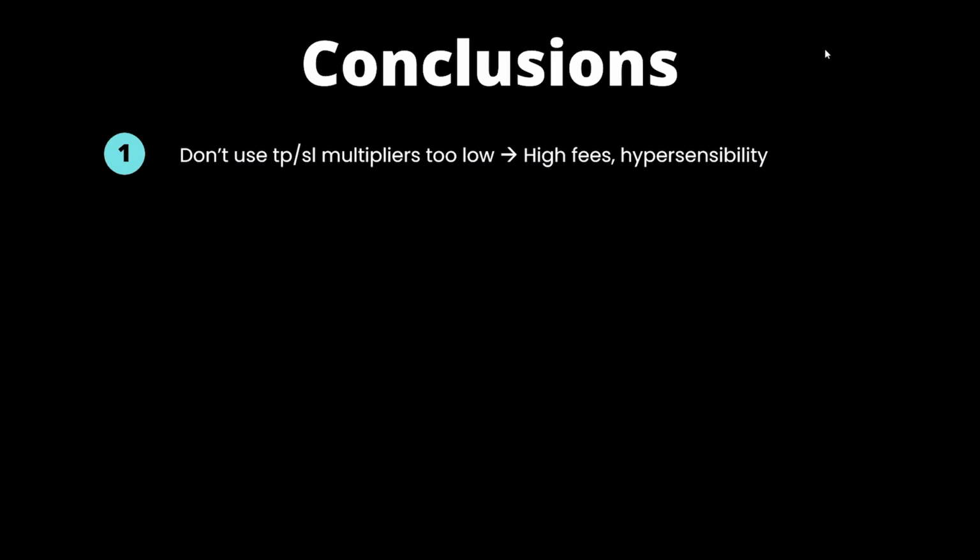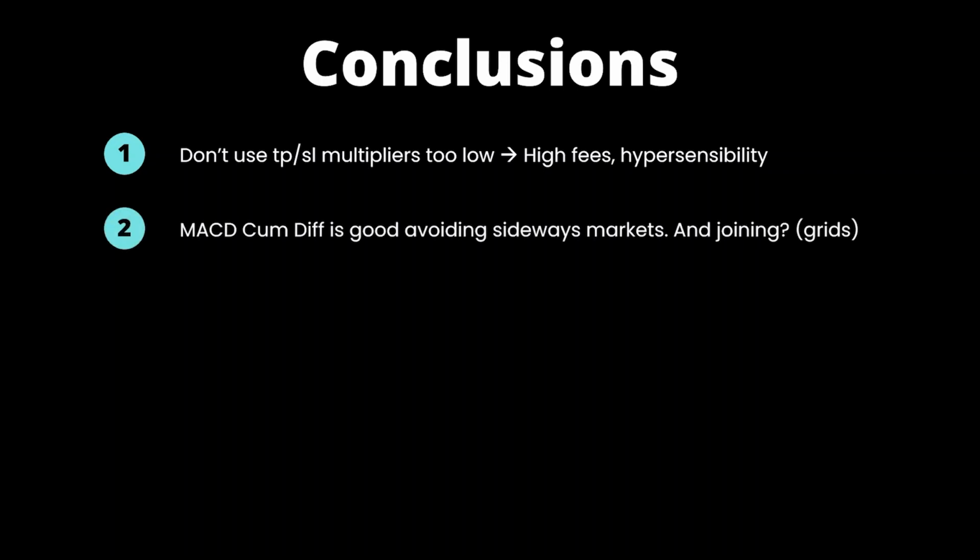My final conclusions are, if you use target-based take profit and stop loss orders, ensure the value of the multiplier isn't too low, because you're going to pay a lot of fees and it would be hypersensitive. MACD cumulative difference is a good ally to avoid sideways markets or to join them, yes? Thinking about greedy strategies in sideways markets isn't a bad idea.